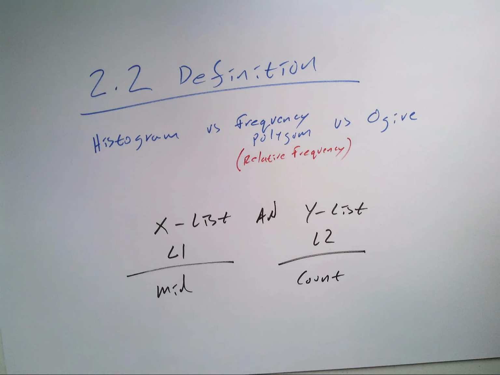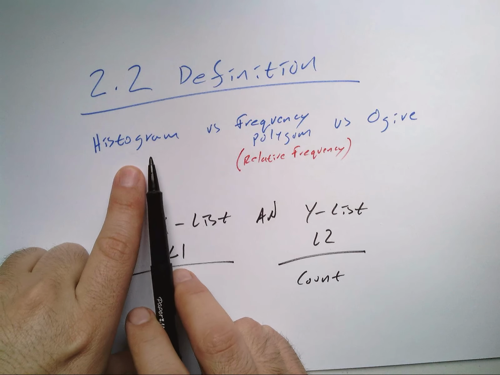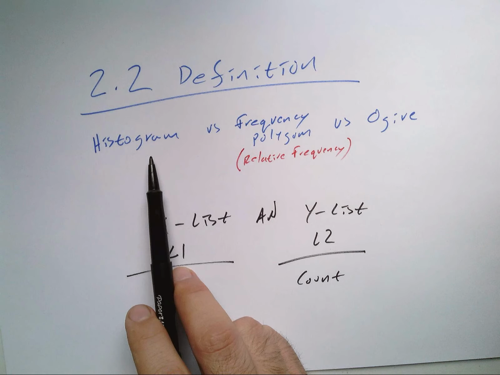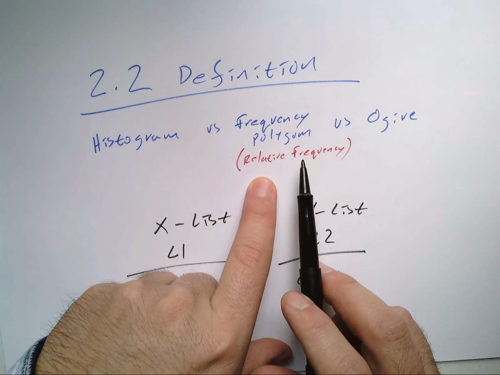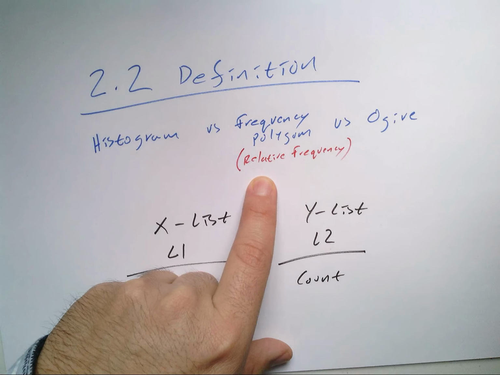Now, on all of these, I'm going to make a video of each of the graphs back-to-back with set data. So I just want to get through the definitions. The histogram is going to be a bunch of boxes, and they're all going to touch. The frequency polygon is going to be an X value and a Y value. You then connect the dots.